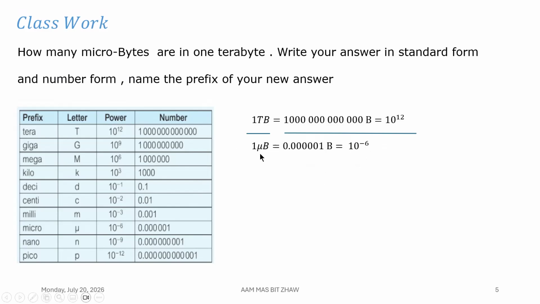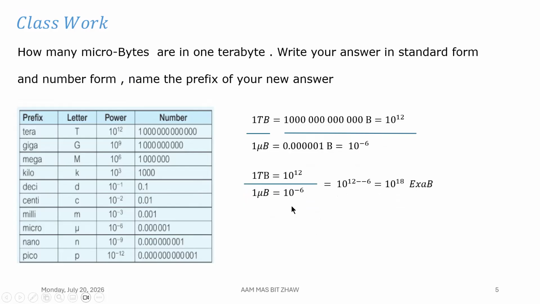So how do I find how many microbytes there are in 1 terabyte? The terabyte is so big and the microbyte is so small. I unify them, I change them both into the same unit, the byte, and then I change them to the power form, the standard form, which is scientific form. So 1 terabyte is 10 to the power 12 bytes, of course the byte goes away with the byte, and then 1 microbyte is 10 to the power minus 6.